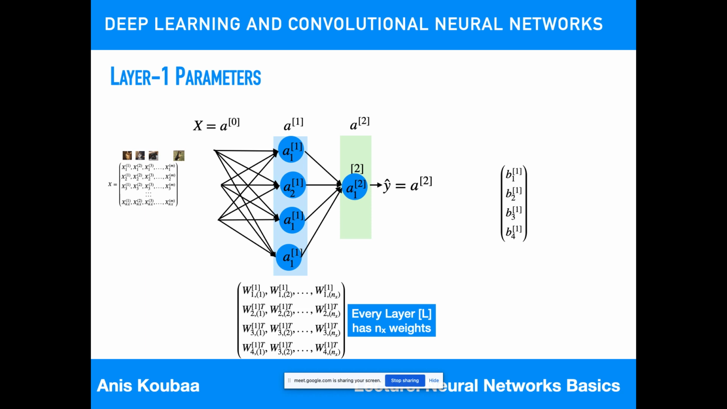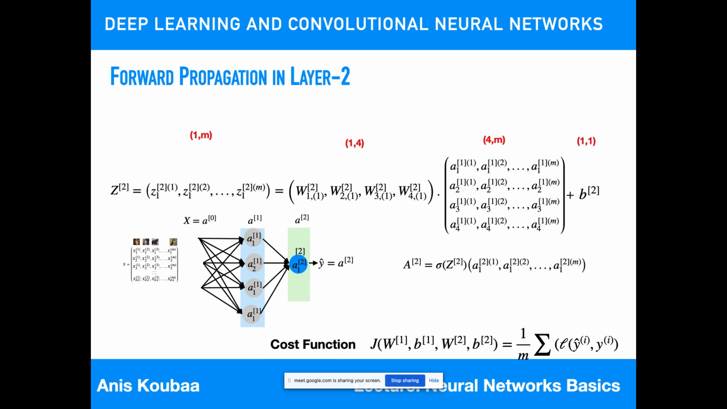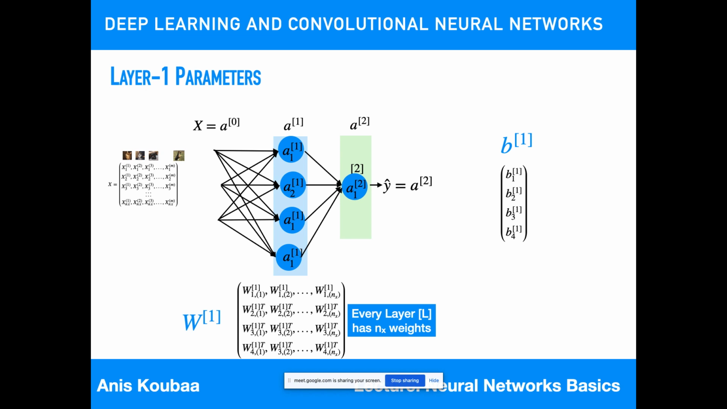Okay, so let's try to generalize now. For every layer L, it has nx weights. So nx is the number of pixels. Not only nx, but nx by the number of outputs as well. For every node, we will have nx weights, and for every layer, we will have nx by the number of outputs at the end. So this is W, and this is B1. Now, for W, what does each row represent, doctor? For example, W111. Yes, we can see this here.